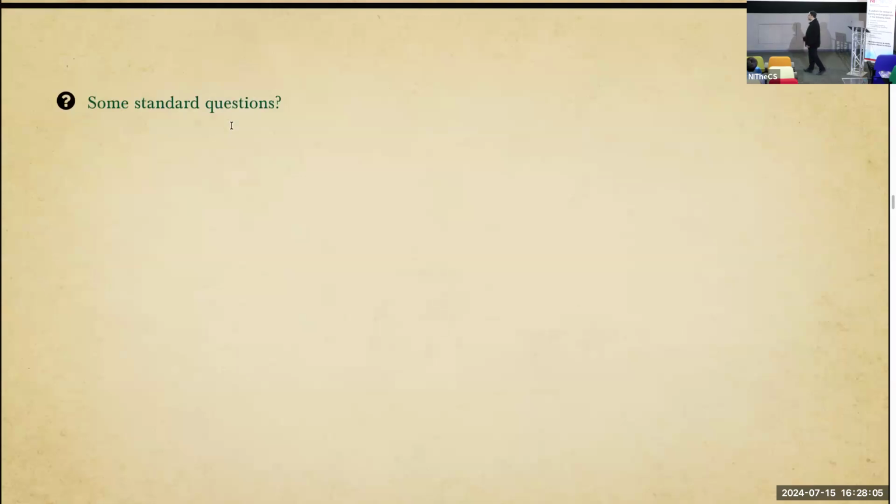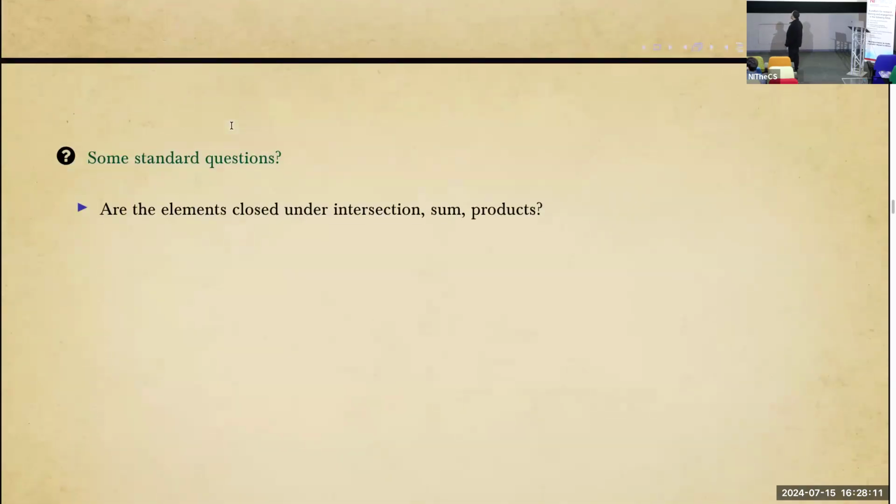So some of the standard questions you ask with a class of elements: the first thing is that we ask, are these elements closed under intersection, sums, and products? So if you have two D elements, is the sum of two D elements a D element? If you have two D elements, is the product a D element? This is a very standard closure property we generally ask. Sometimes the answer is yes, then it's good, we have a proof.